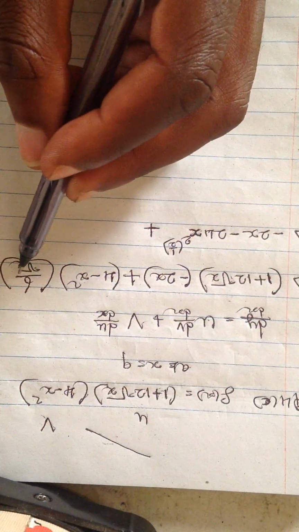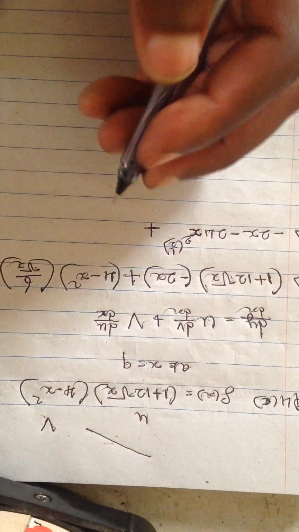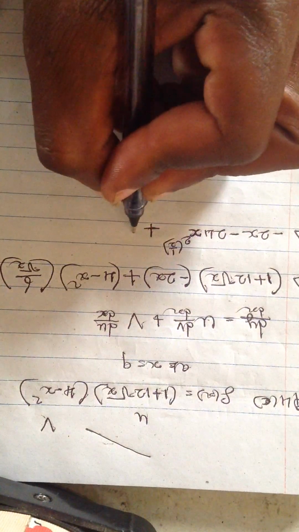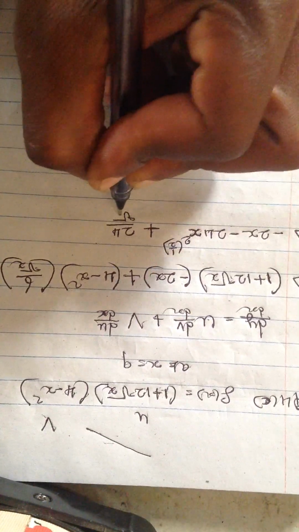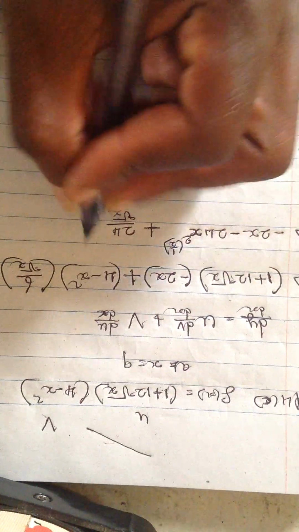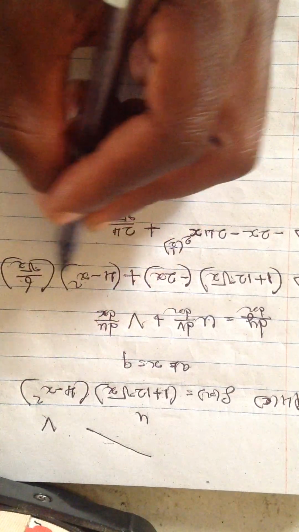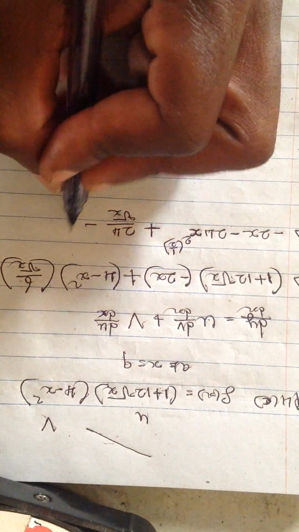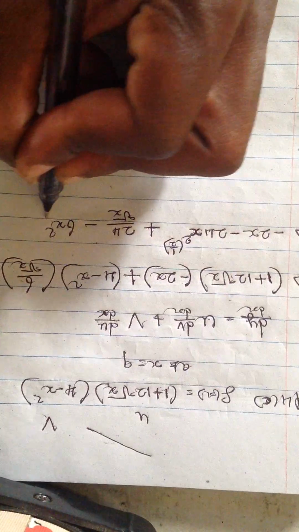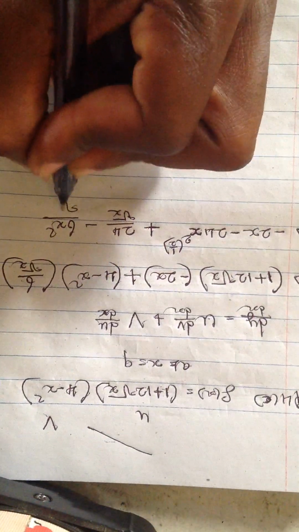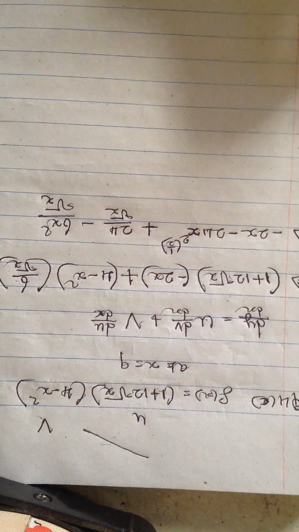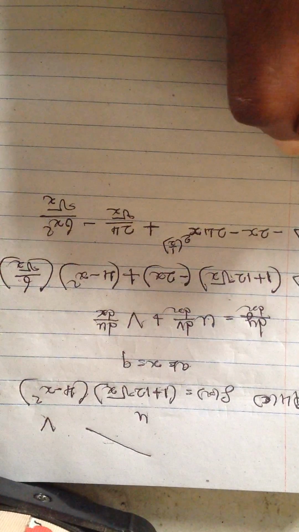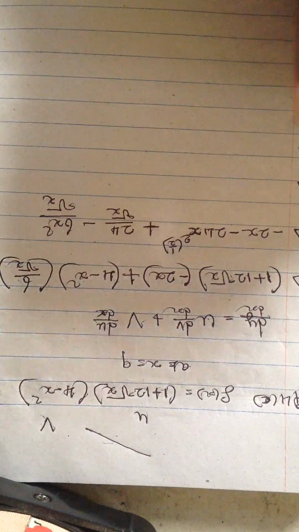What is 6 over the square root of x times this one? So we're going to have 24 over the square root of x, minus 6 times this one. We're going to have 6 times x squared, so 6x squared over the square root of x. Okay, so you can go ahead and try by all means to deduce this equation here.